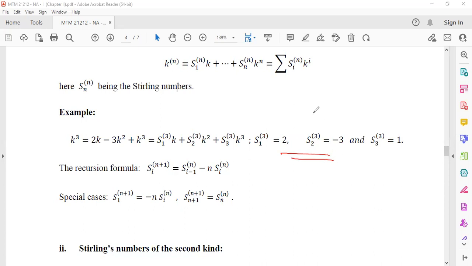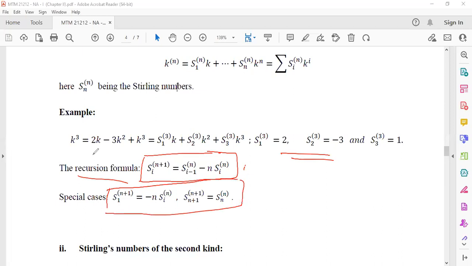Okay. So that is the example for the Stirling number of the first kind. Similarly, they have written some kind of recursion formula for this. Okay, this is for the Stirling number. So you don't need that anyway. Okay. So you can analyze what it is.